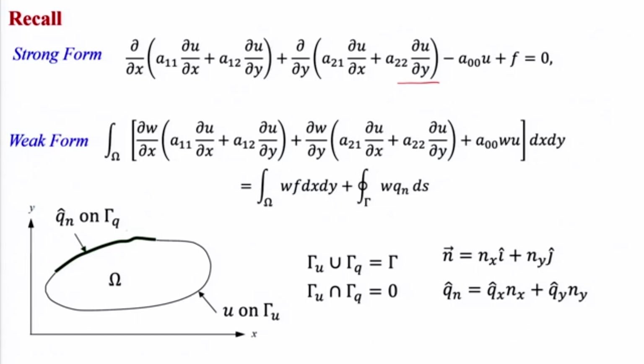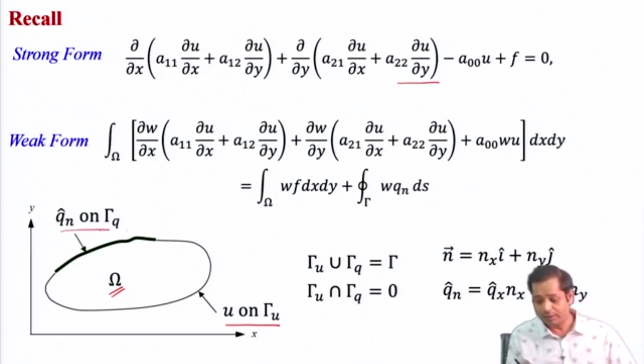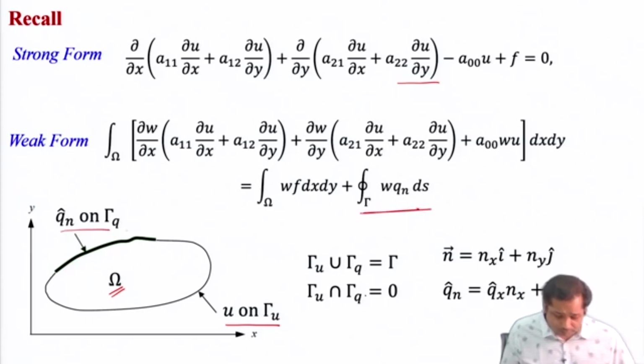If you multiply this strong form by the weight function and take the integration over the domain, it will give you the weak form. This equation is defined over this domain omega, and it is subjected to some boundary conditions. There are two kinds: boundary conditions on the primary variable and boundary conditions on the secondary variable. The primary variable boundary condition is this, and this part gives you the natural boundary condition.